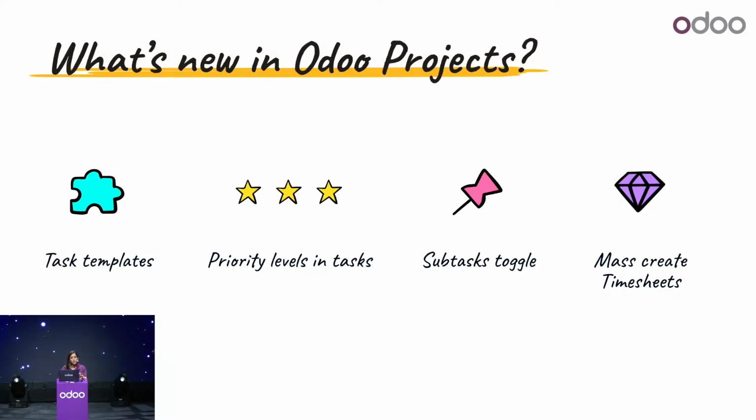We also have priority levels in tasks. If you recall, before we used to have only 1 star to prioritize tasks, but now we have 3 different stars so that you can have more levels of prioritization. You have the new subtasks toggle to see the subtasks of your projects. And finally, you have the option to mass create timesheets.